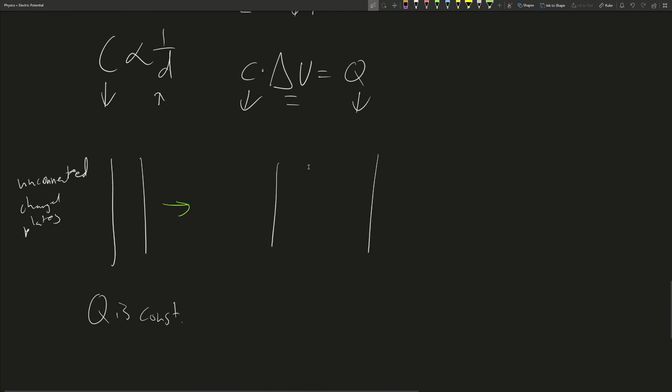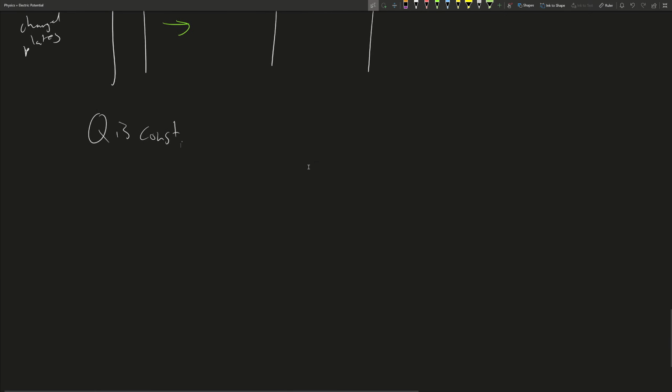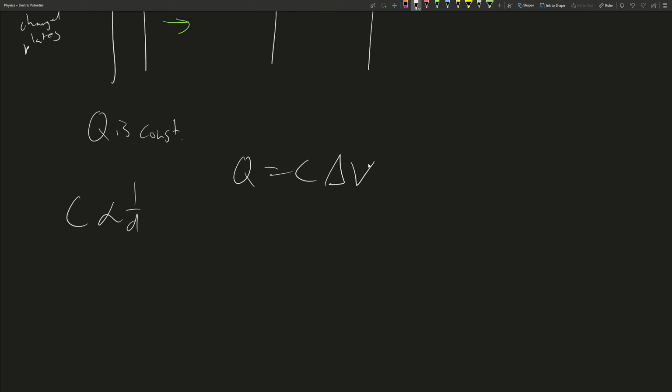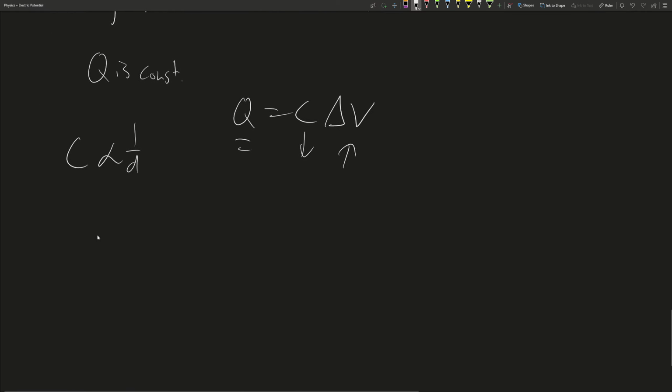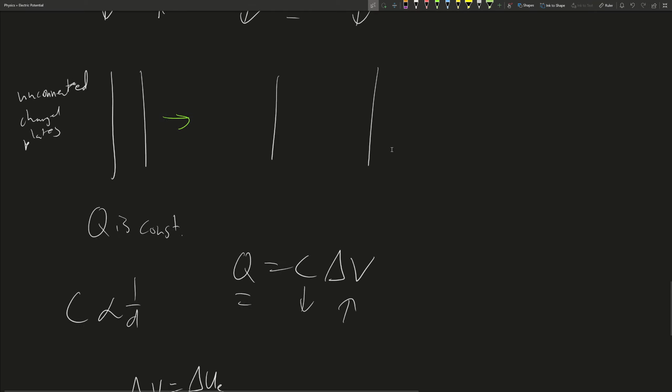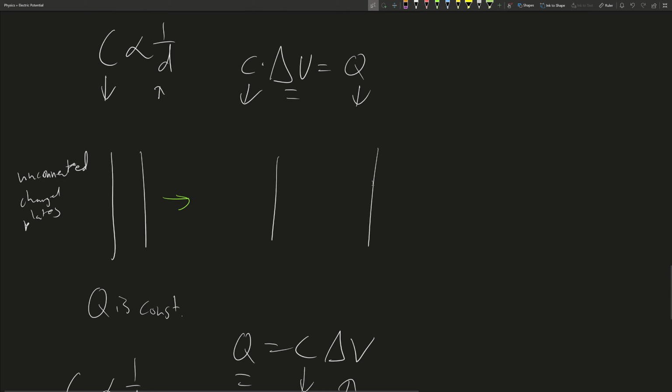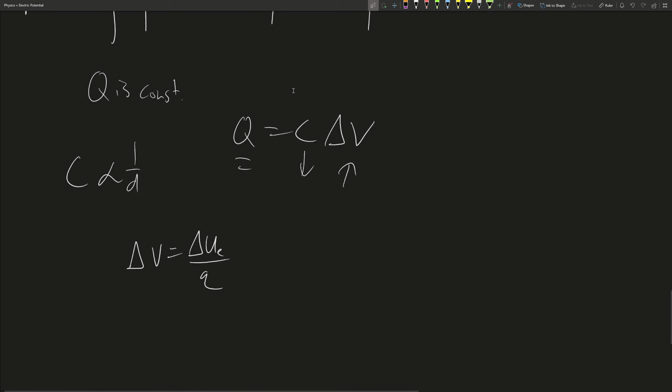And now we know again that capacitance is going to be inversely proportional to distance. And so we have that Q is equal to capacitance times change in voltage. So if Q is constant and capacitance decreases, then voltage has to increase. And this makes sense because voltage is the change in electric potential energy per charge. And if the charge is the same and you're bringing them further apart, then these are opposite charges, so their potential energy is going to increase.